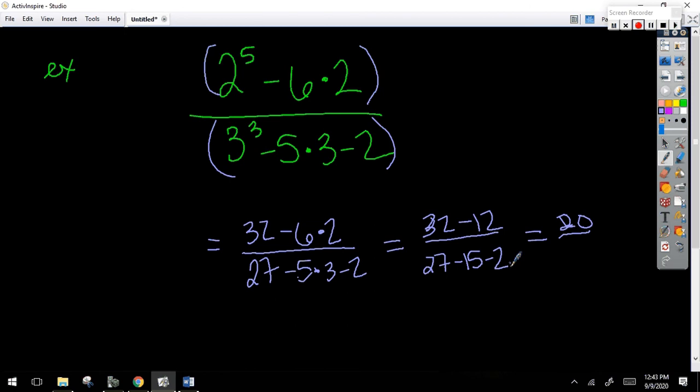Subtract what? 27 to 15. That's right. Make sure you go left to right. Okay? So we're going to do 27 minus 15, which is 12. Good job. I still got minus 2. So I got 20 over 10, which is what? What's 20 divided by 10? 2. Look what we just did.